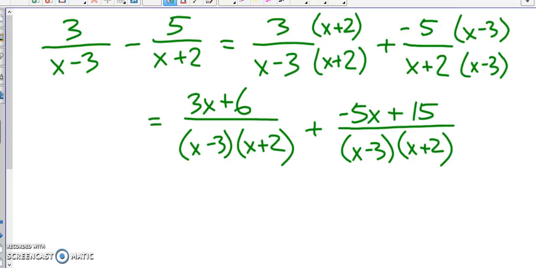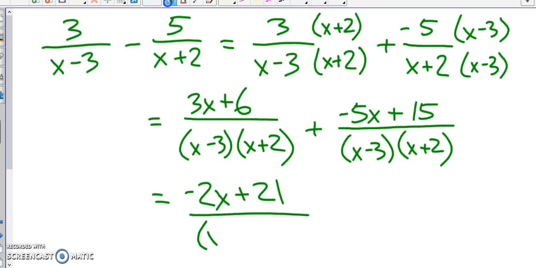Notice at this point I can combine these two fractions by adding them together, and since they have the same denominator, I can combine like terms. So 3x minus 5x is negative 2x, and 6 plus 15 is 21 over x minus 3 times x plus 2. Now notice that negative 2x plus 21 doesn't factor at all. Therefore, I cannot cancel out any of the factors. So this right here would be my answer.